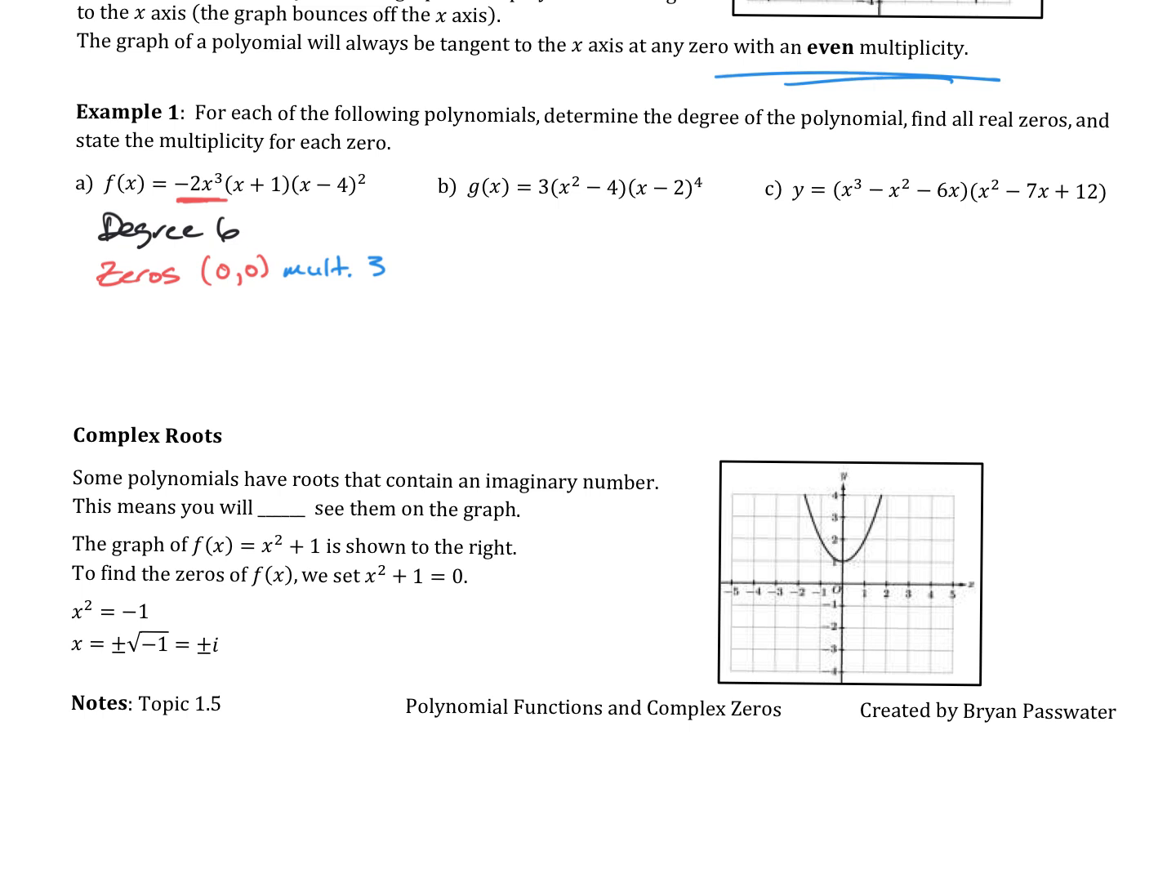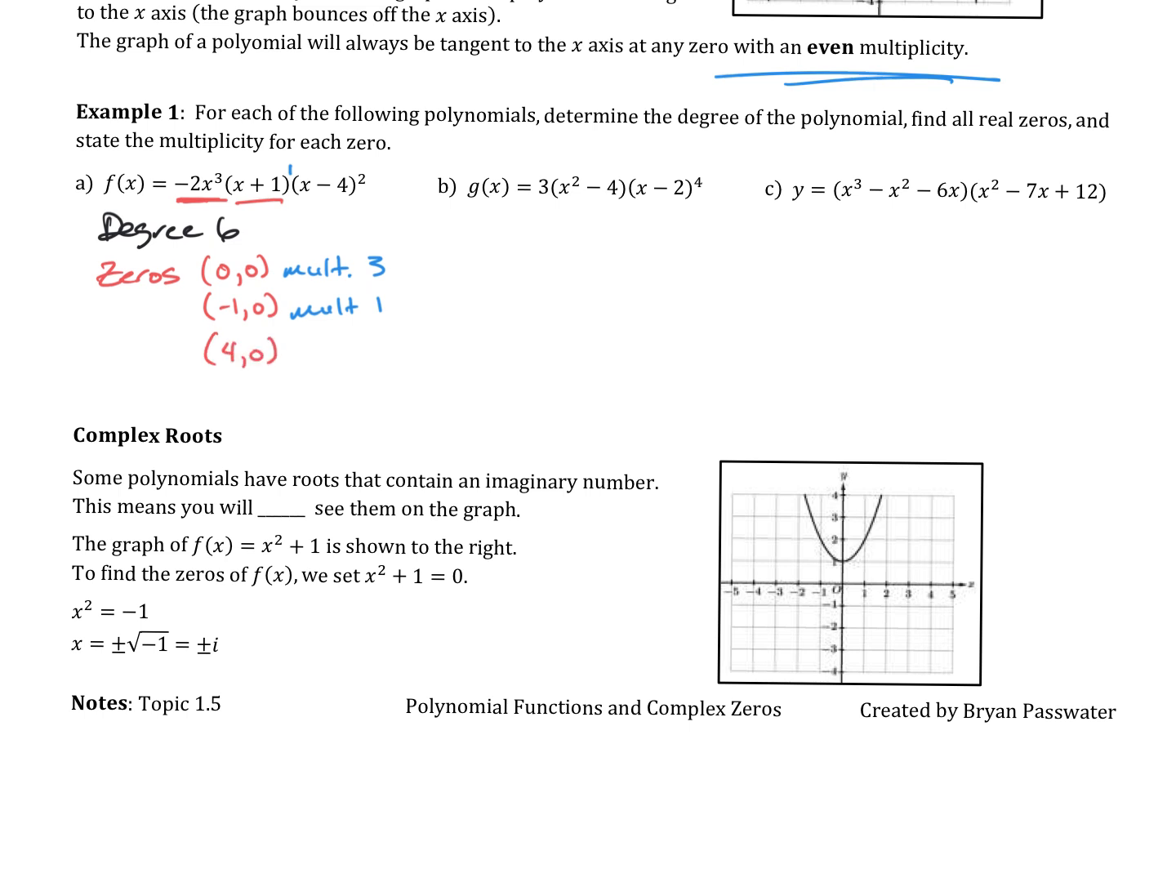Let's try the next part. Now I'm going to set x plus 1 equal to 0. What's my 0 on this one? Negative 1, comma 0, because it's an ordered pair where it crosses the x-axis. And what's its multiplicity? 1. It has a degree of 1. It's just not explicitly shown. And then what's my other 0?